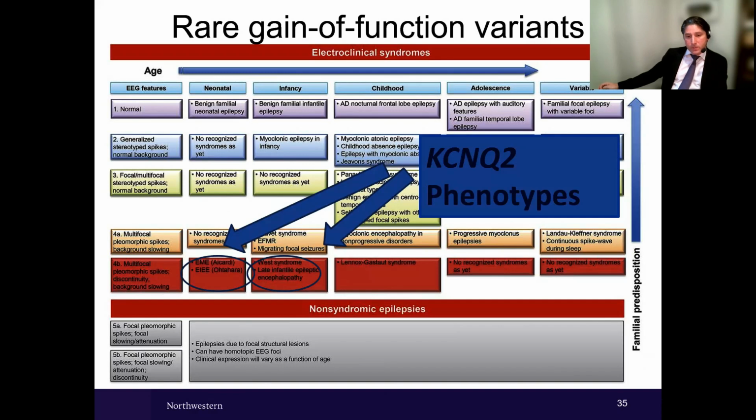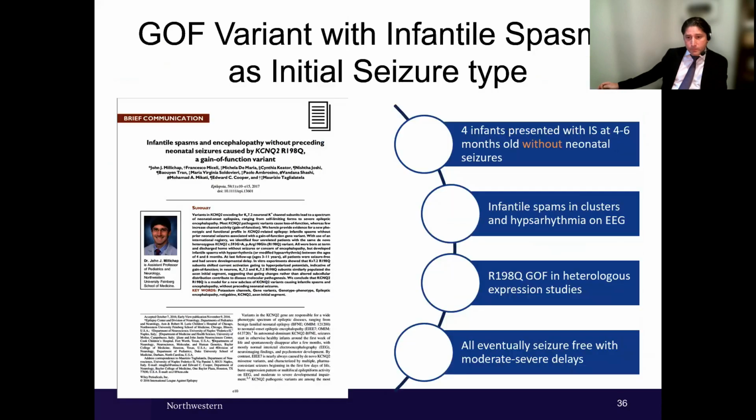First, I'm going to talk about onset of West syndrome, or infantile spasms, without neonatal seizures. In this paper, myself and colleagues across the world talked about 4 infants who presented with infantile spasms at about 4 to 6 months old, who didn't have neonatal seizures. These were fairly typical infantile spasms in clusters, and the EEG background showed hypsarrhythmia, which is a typical pattern on the EEG in between these types of seizures.